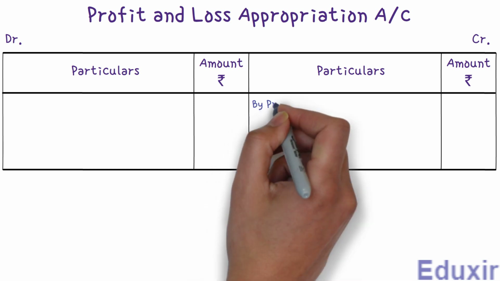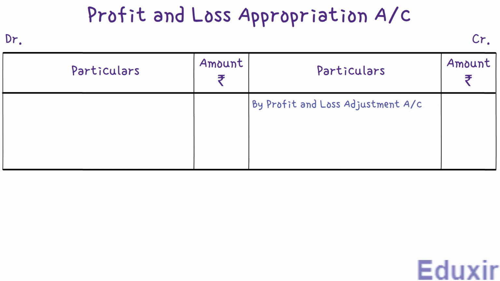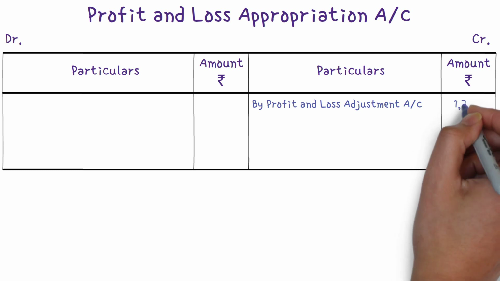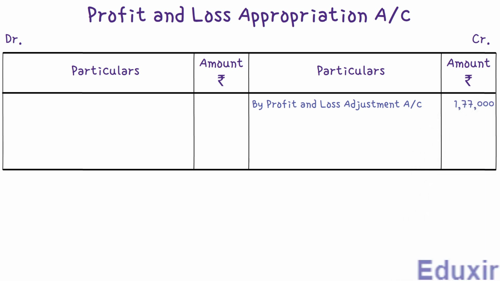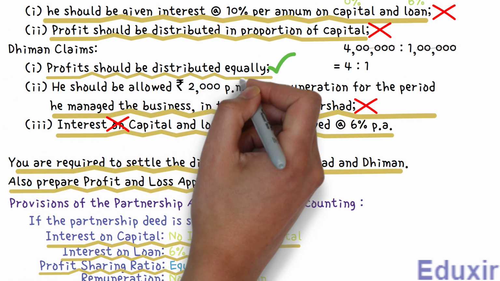Let's have the same columns on the credit side also. Let's then write by profit and loss adjustment account into the particulars column on the credit side. This indicates that the balance profit amount to be distributed is transferred from the profit and loss adjustment account to the profit and loss appropriation account. Let's then write the balance profit amount of 1,77,000 rupees into the amount column on the credit side. Now, if you notice, there are no other entries related to the partner's salary, interest on capital, interest on drawings, etc. So, this amount represents the total profit that should be distributed among the partners. Also, we have confirmed in the problem that the profit should be distributed equally.